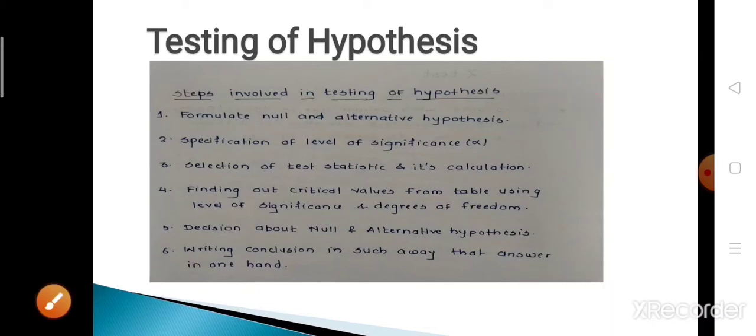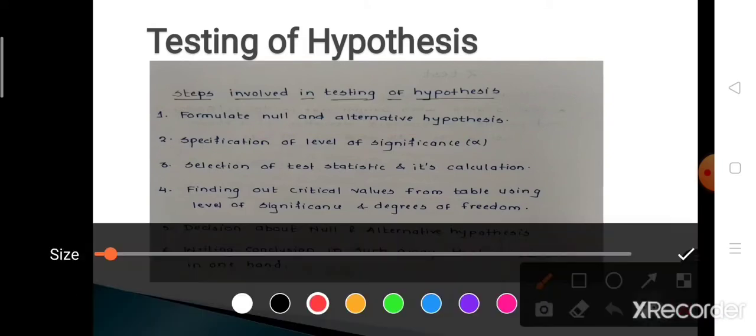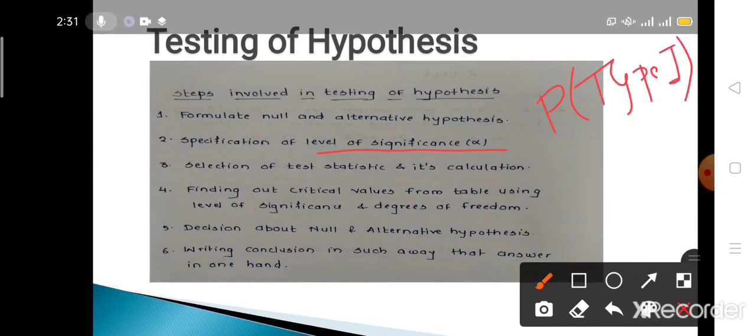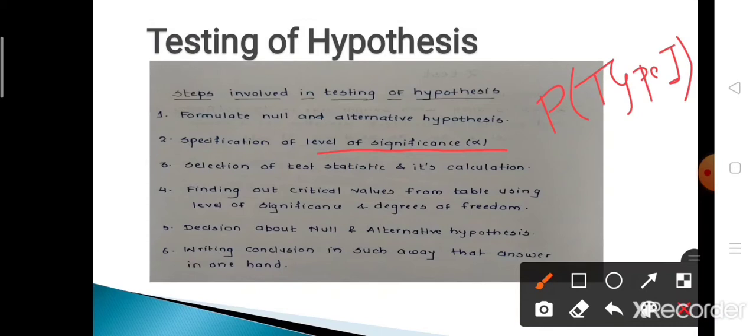Now the second step is specification of level of significance. Level of significance is denoted by alpha. And what is alpha? Alpha is the probability of type 1 error, and type 1 error is to reject H0 when H0 is true. So the second step is to specify the value of level of significance.